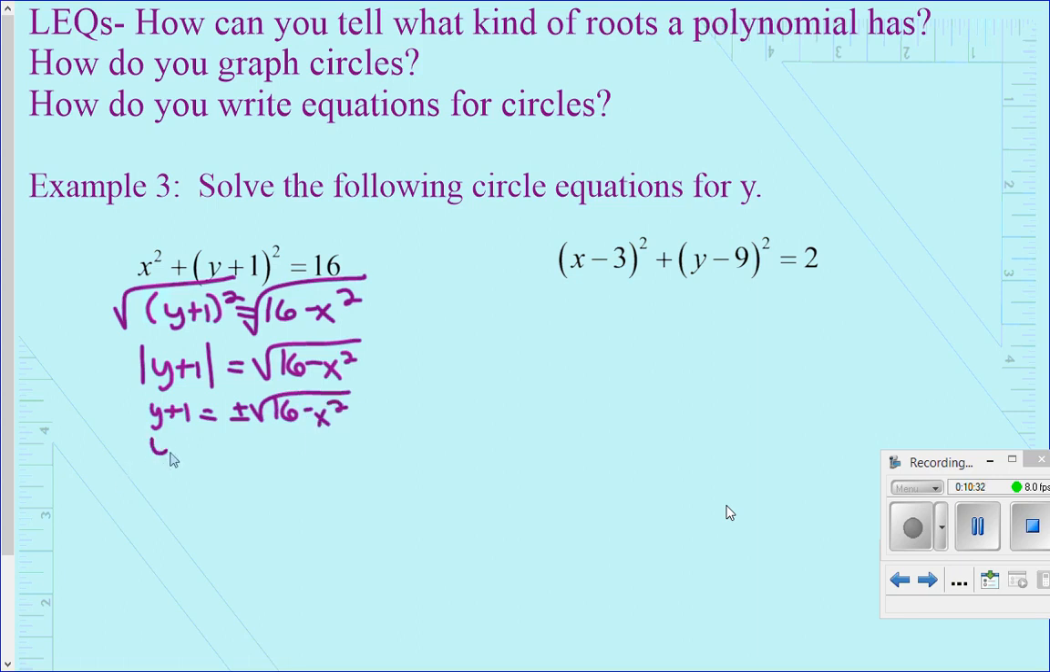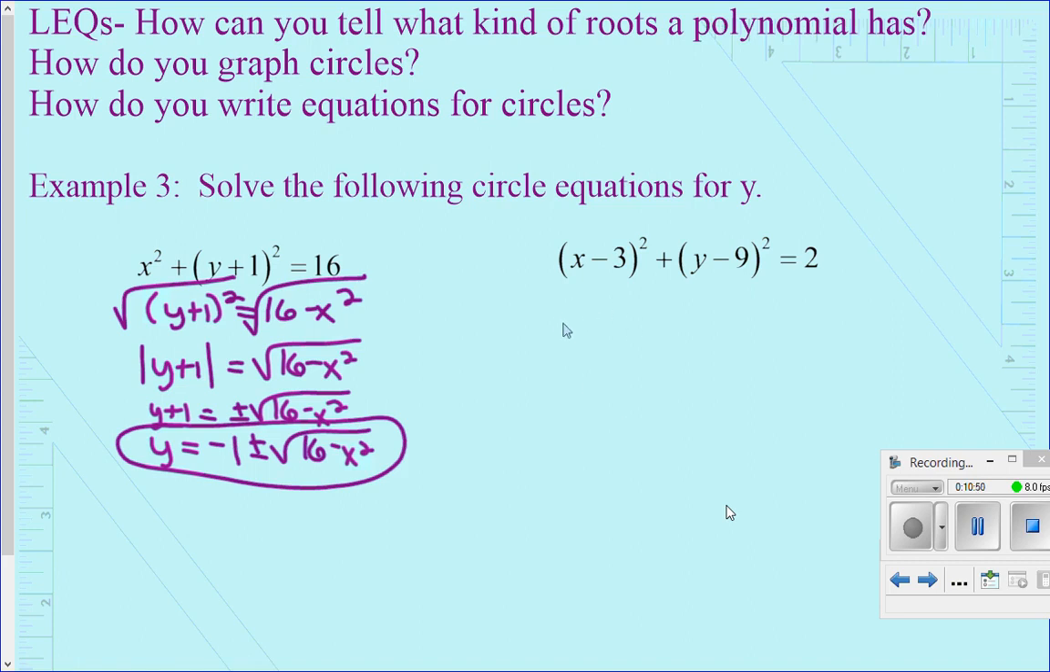And last, I subtract 1. And that's my equation in y equals form. So once again, if I wanted to enter that in the calculator, I would enter it as 2 separate equations. Next one, same idea.